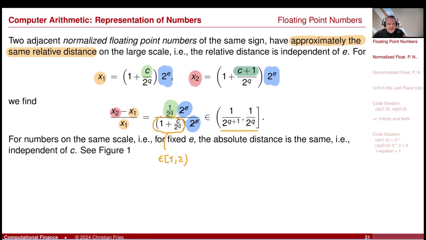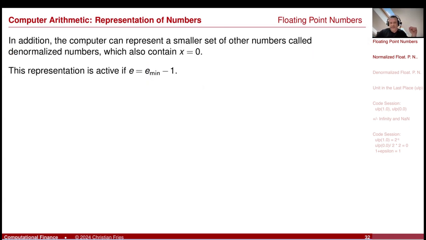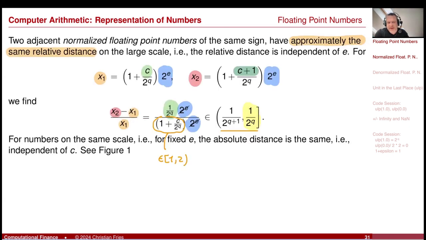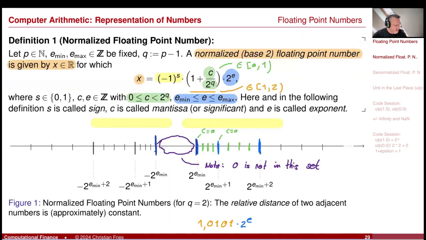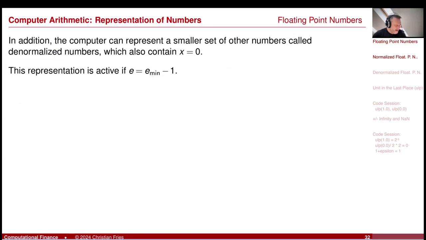So good thing, my relative distance is bounded, yeah? By 1 divided by 2 to the power of q. This will be relevant later. It gives us a bound on the relative error. So back to the definition. We have the defect that 0 is not included. I cannot represent 0. So I need to fix this problem.